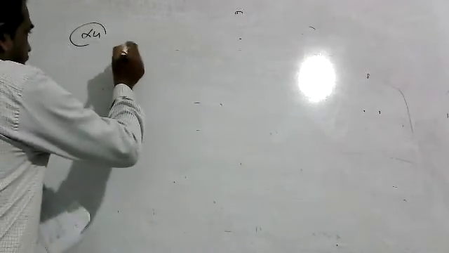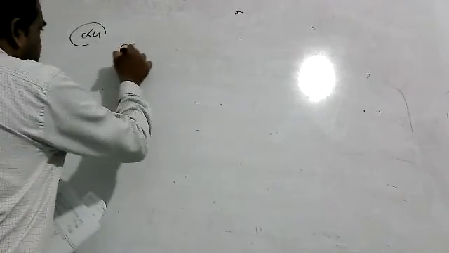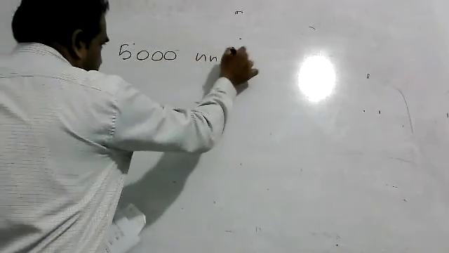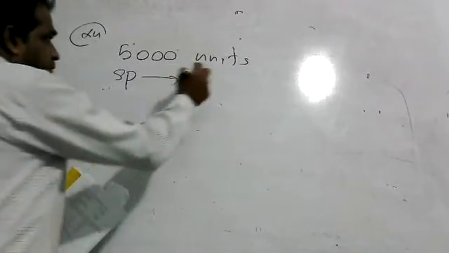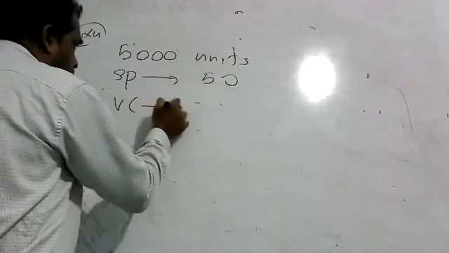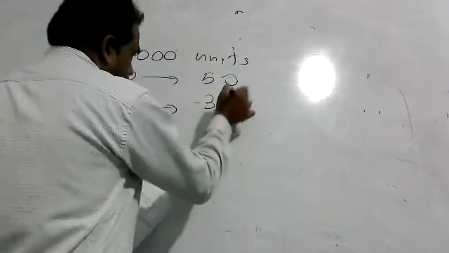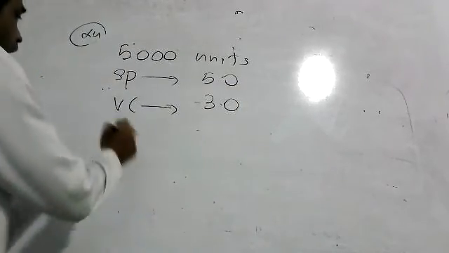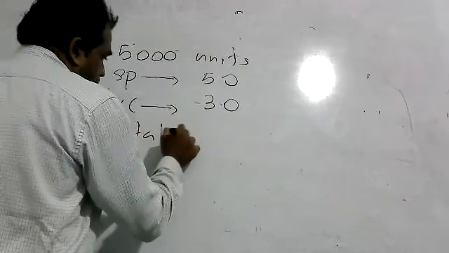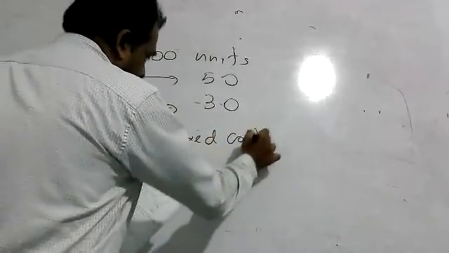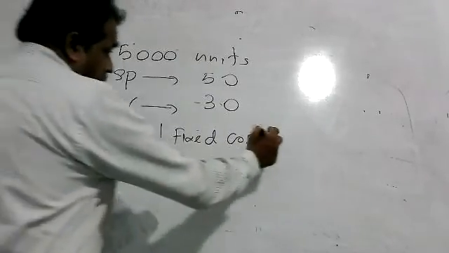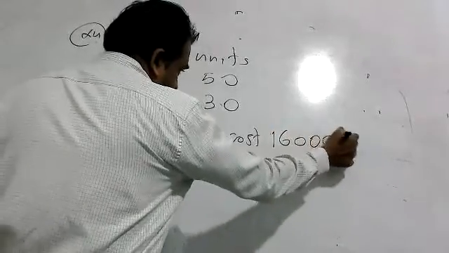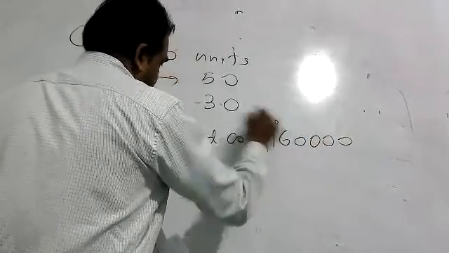In a business, they sell 5,000 units. Then the selling price they have fixed is 50 rupees. Variable cost, they have mentioned 30 rupees. Total fixed cost, you can take 106,000 rupees.